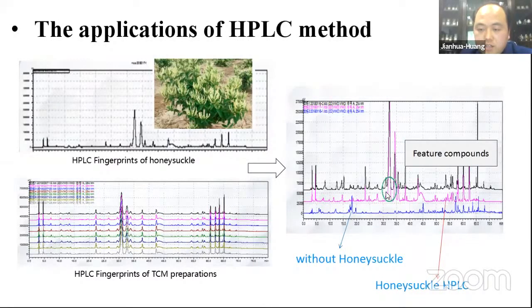They have many characteristic compounds. And we can see here, if the preparation is without these herbals, in these areas we can't find the characteristic compounds. So by doing so, it can help us to estimate the quality of preparations, and also to make sure whether it's fake or a real one.